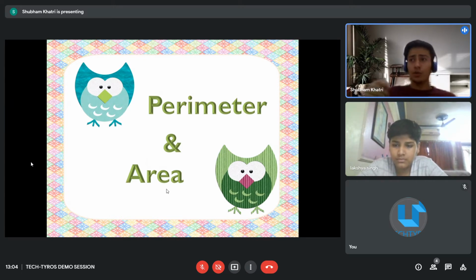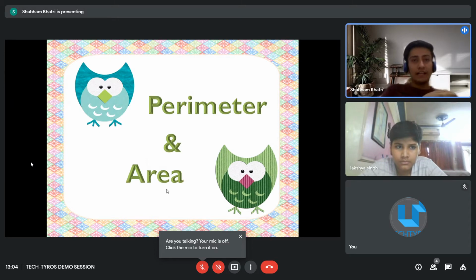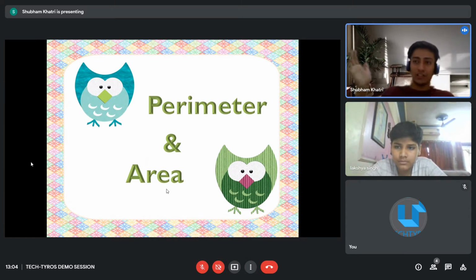Like if you want to do painting on a chart paper, you take a scale, you measure your chart paper, what is its length, what is its breadth, and you come to know, okay, I have this much space and now I can draw over here. So that is area, like length and breadth. We'll go further. Let's see.